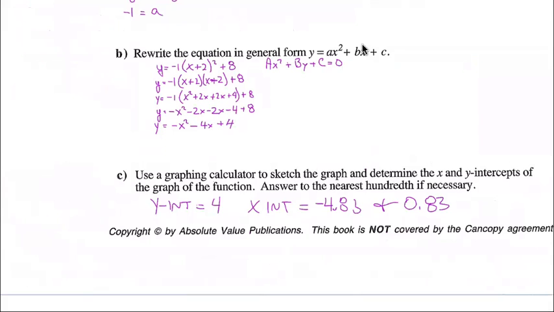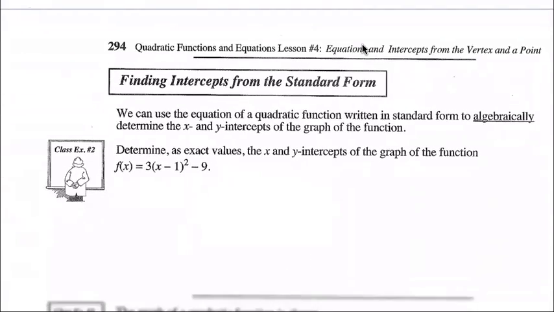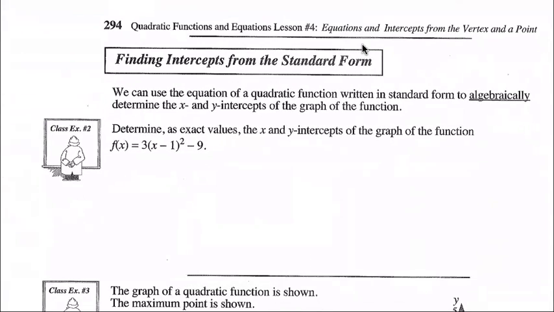And I think now we just get to play with all of that information a little bit more. So over the page, finding intercepts from standard form. We can use the equation of the quadratic function in standard form to algebraically determine the x and y intercepts of the graph of the function. To do that, you choose one, x or y intercept, it doesn't really matter.